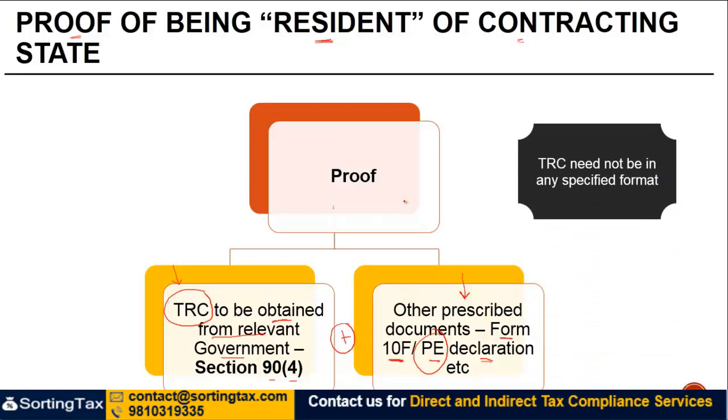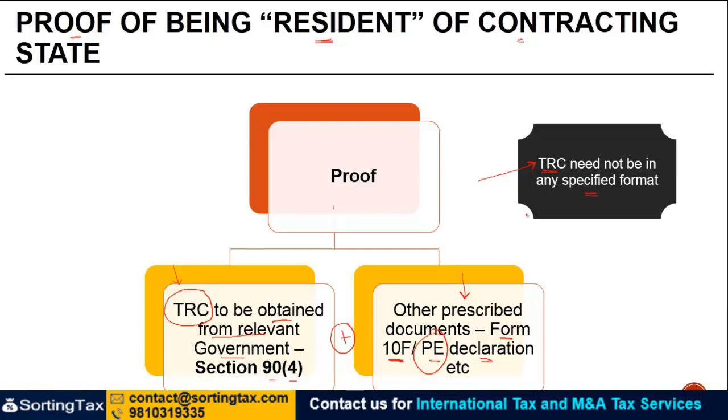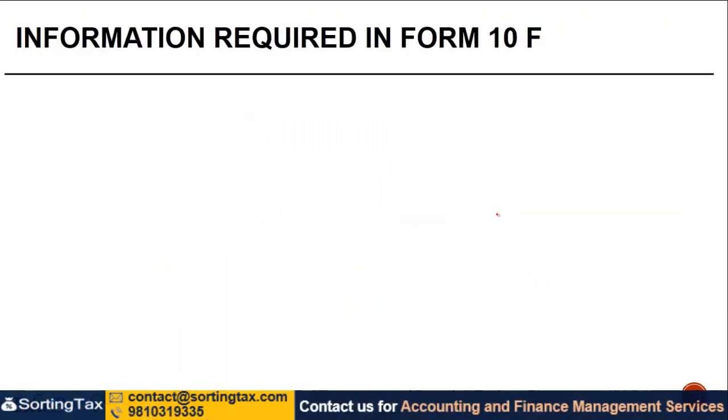Now, insofar as the tax residency certificate is concerned, there's no specific requirement that it has to be in any specified format. But what it needs to provide is that the person who wants to claim the benefit of the treaty is a tax resident of the country of which he so claims to be. Now, what is the information required in Form 10F?